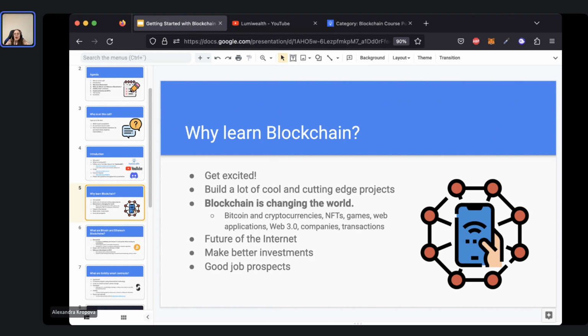Another reason to learn blockchain programming is to make better, more informed investments, because everything on a blockchain is publicly available for you to read. All of the processes, all of the coins, the NFTs, the companies, the smart contracts, everything that's running on a blockchain is publicly available for you to see. You can't hide any of the code on a blockchain.